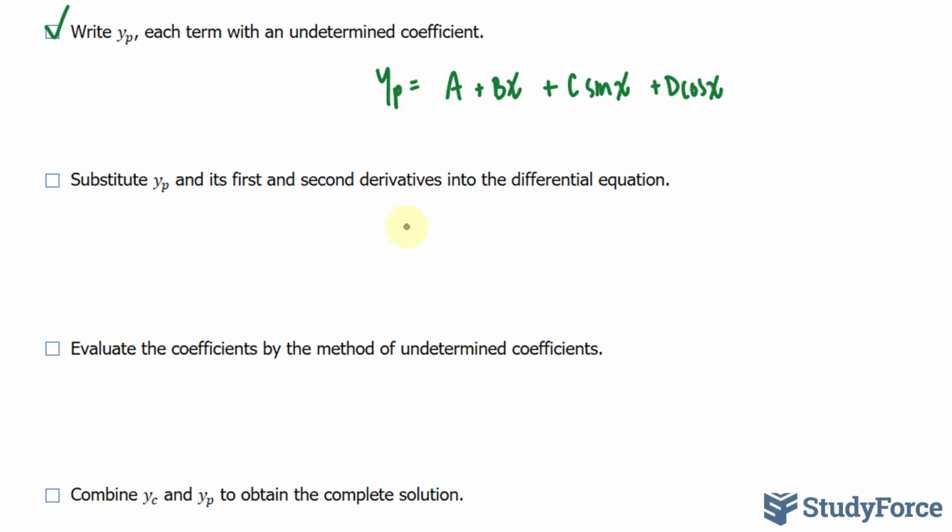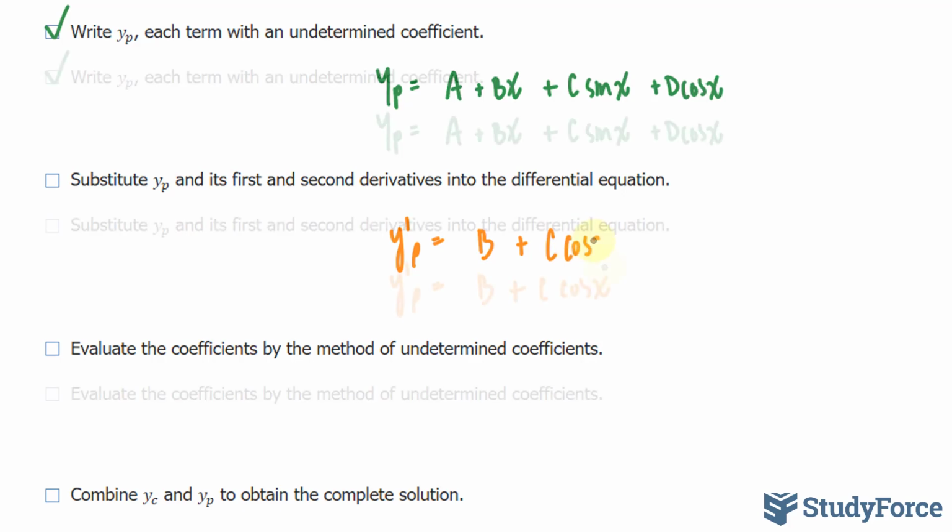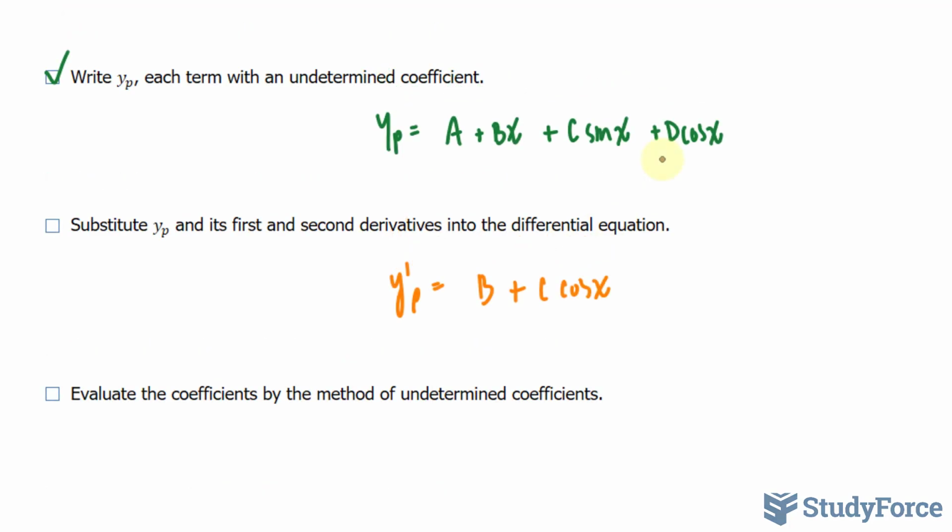So let's find y prime p. This goes away, this becomes b, I'm using the power rule here. This becomes c times cosine x, and the derivative of d cosine x is negative d sine x. Remember that the derivative of cosine x is negative sine x. Finally, our second derivative: this goes to 0, it's a constant. This becomes negative c sine x, and this becomes negative d cosine x.